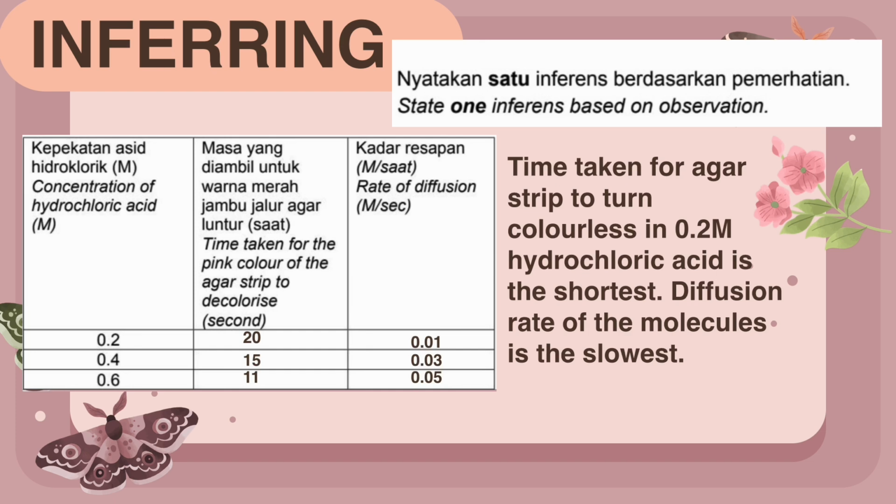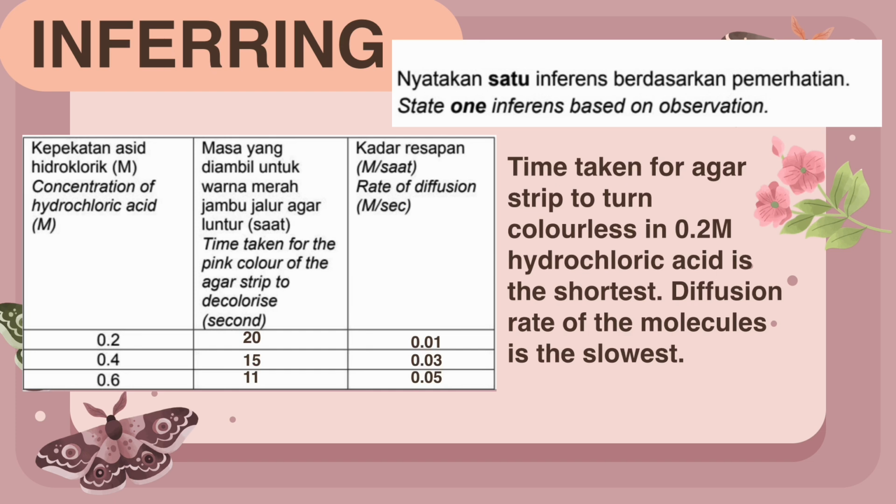So to answer the inference question, you take the value from your manipulated variable, but do not take the value from your responding variable. Okay, you have to explain it. Look at the answer. Time taken for the agar strip to turn colorless in 0.2 molar hydrochloric acid is the shortest. Diffusion rate of the molecule is the slowest.